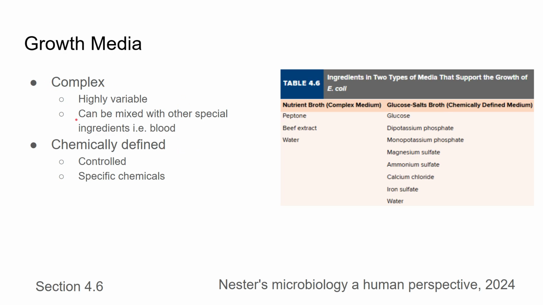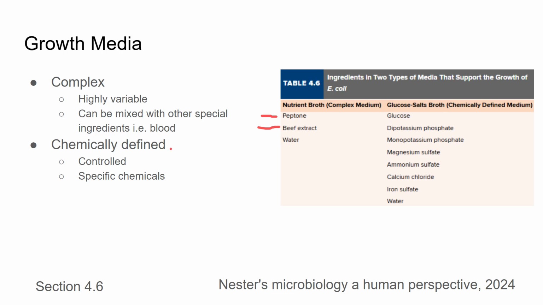This is highly variable, and it can be mixed with other special ingredients. So all that basically means is we have general things that we throw in there like peptone and beef extract, but we don't actually really measure it very much. We just throw that in water and call it good. And that's a nutrient broth. It's complex because it's got a lot going on.